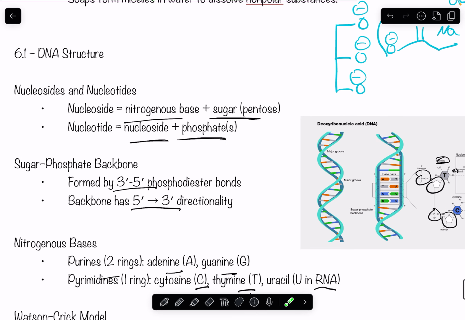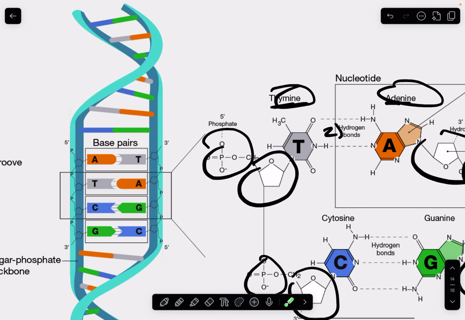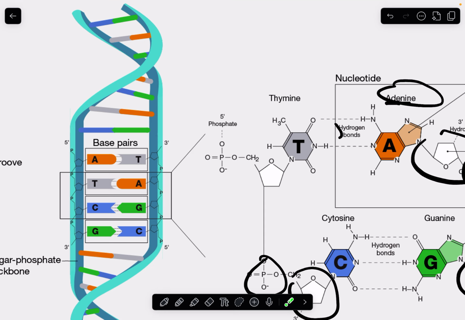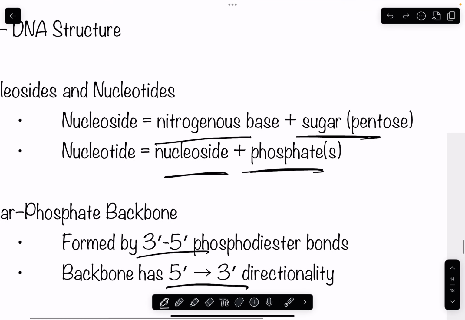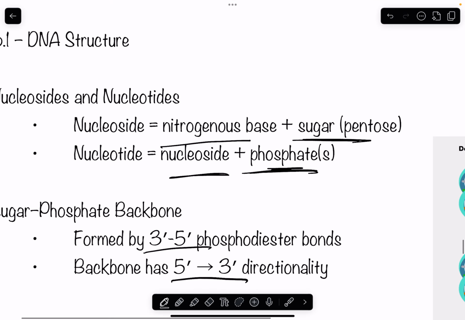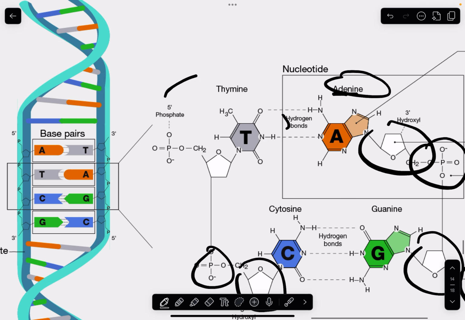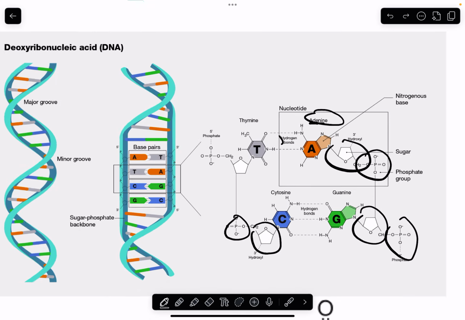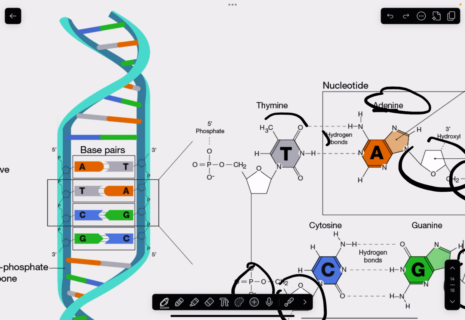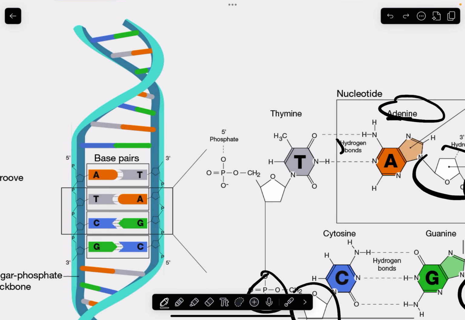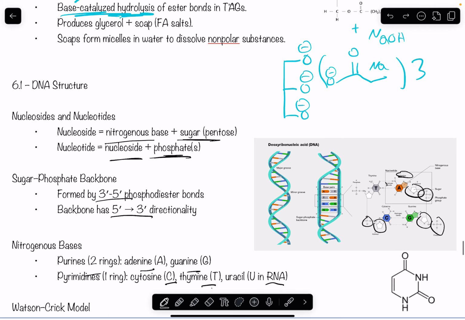So we need to know the difference between a nucleoside and a nucleotide. A nucleoside is when you only have your nitrogenous base plus your pentose sugar, okay? Meaning these two. That's a nucleoside. But when you add the phosphate, that's when you have a whole nucleotide. So again, nitrogenous base and the sugar versus nitrogenous base, phosphate, and the sugar. I would definitely note that difference for sure.